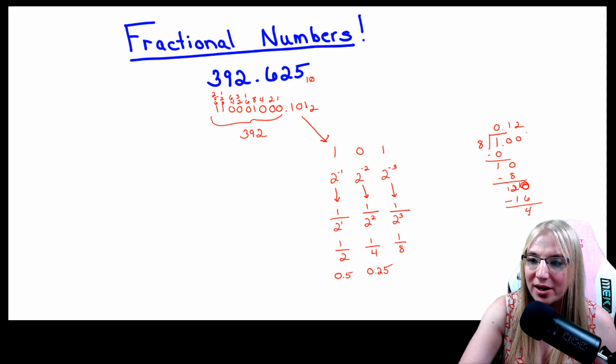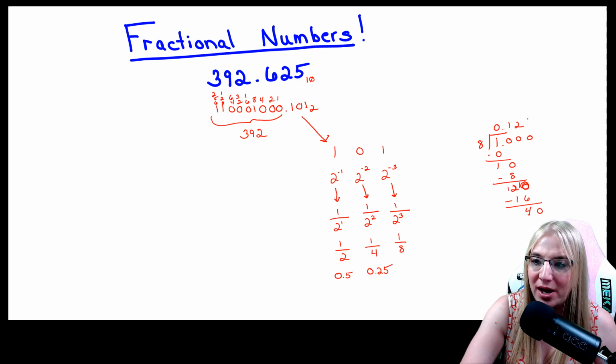Just checking my work because it's late. 0, bring the last 0 down. That's 40. 8 goes into 40 5 times. 5 times 8 is 40. Take the difference, gives us 0. So what we get there is 0.125.